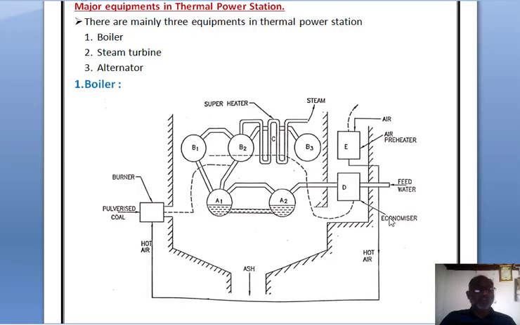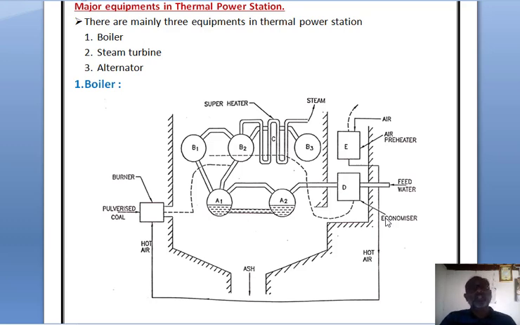Major equipments in thermal power station. So in the previous lecture we have studied about the different types of cycle used in thermal power station. We also studied the main equipments and the auxiliaries used in the different types of cycle. So in this topic we will study about the major equipments in the thermal power station.